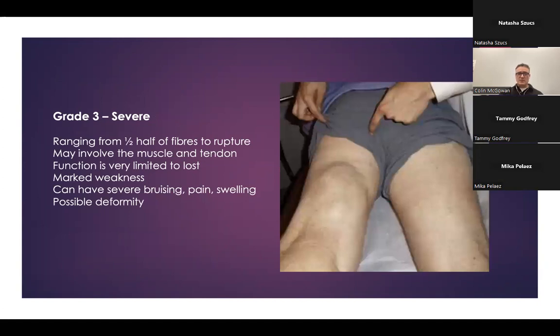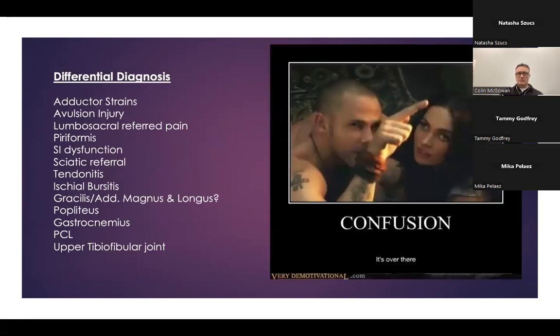So there's an example of a severe one. You can see the deformity there. That's anywhere from 50% plus to a complete rupture of the muscle. And so you do see function loss, a lot of weakness, usually severe bruising, pain, swelling, and deformity.